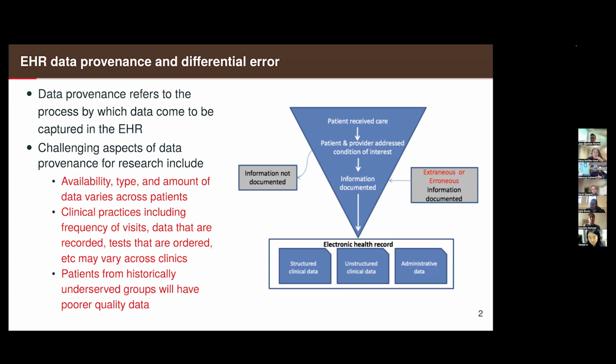So at the end of the day, what we end up with is a very heterogeneous record. It looks different across different patients, and in particular, patients from historically vulnerable, medically underserved groups will have poorer quality data because they have less interaction with the healthcare system. And when they do interact with the healthcare system, they're going to have fewer tests and procedures and medications due to all sorts of reasons and access challenges.